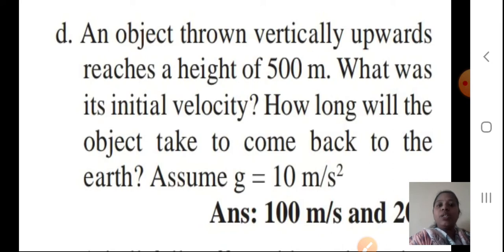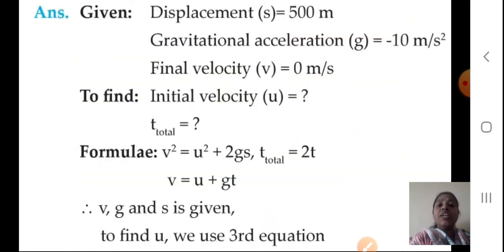Now the height is given to us, that is 500 meters, that is the displacement we can say, and they have given us the g value. Now, using this, we will see how to calculate. Given is the displacement s is 500 meter, gravitational acceleration g we are going to take as minus 10 meter per second square, as it is in the opposite direction. Then final velocity v we are going to take as 0 meter per second. Why? We are going to calculate the initial one, but the final is going to be 0 here.